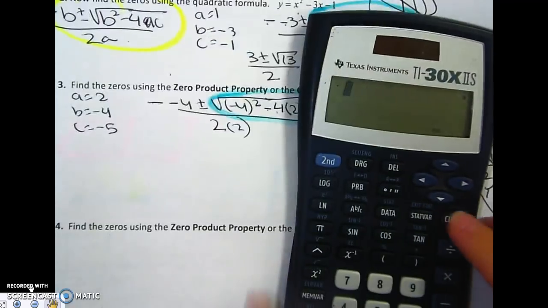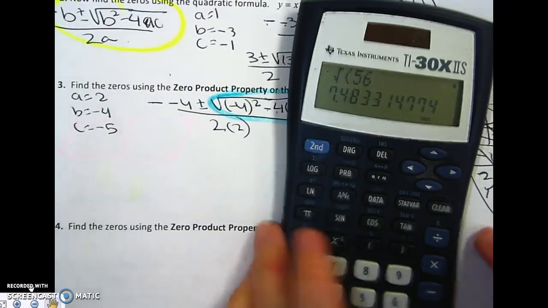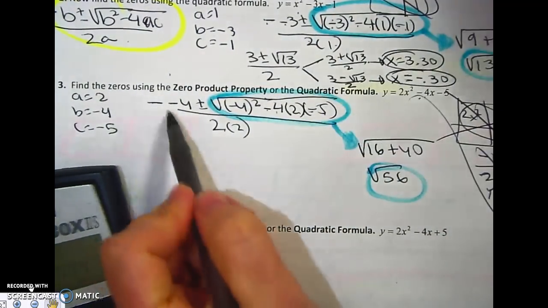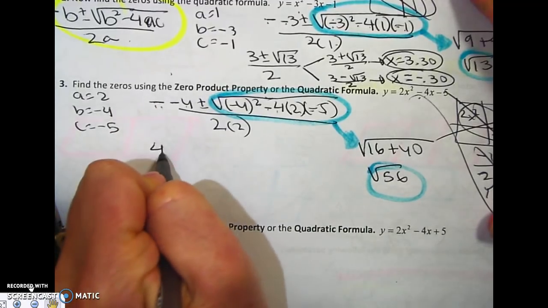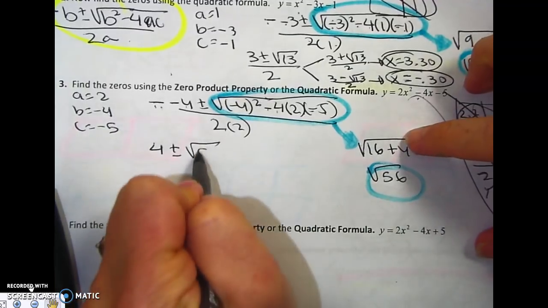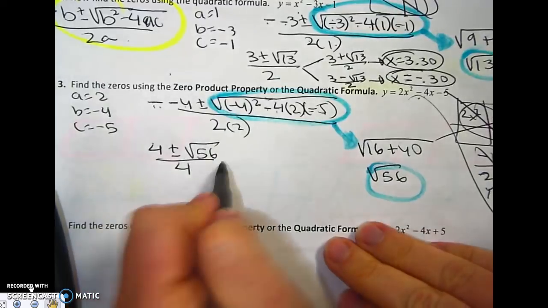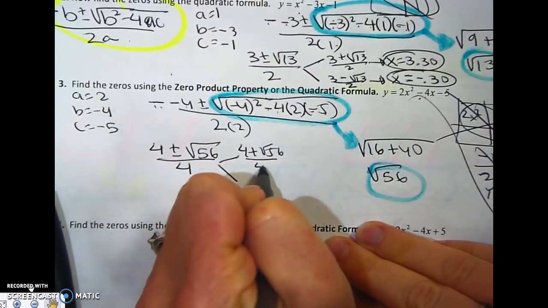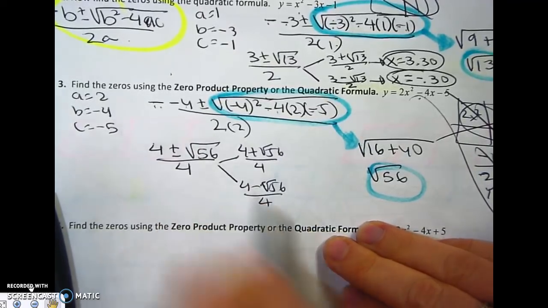So I'm going to look here in my calculator. The second square root of 56. It's not perfect, so I leave it. Now that it's left, I'm going to simplify over here. A negative and a negative make a positive. Plus or minus the square root of 56 over 4. Now we know we've got to split it. 4 plus square root of 56 over 4. 4 minus square root of 56 over 4.